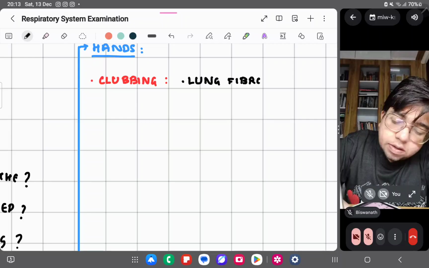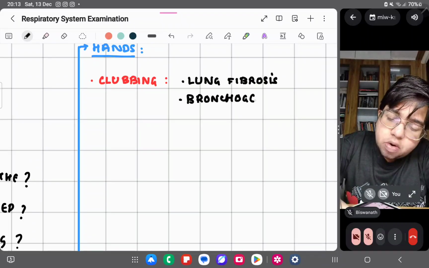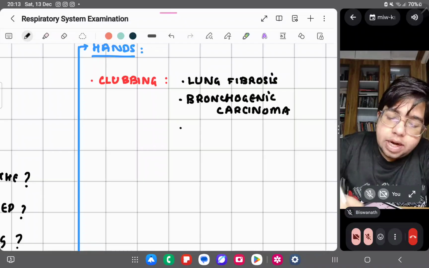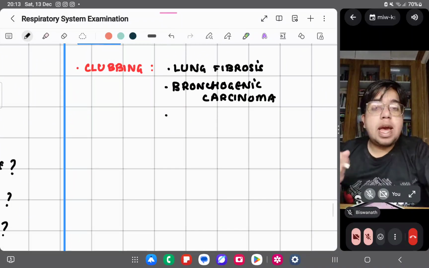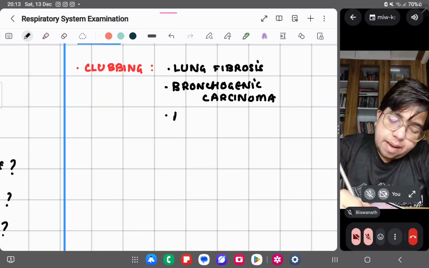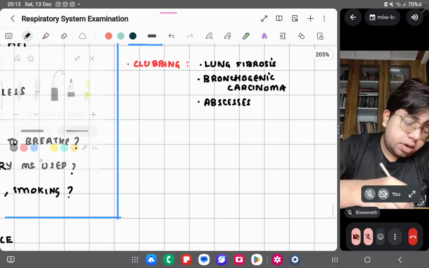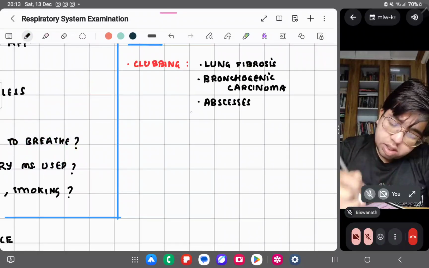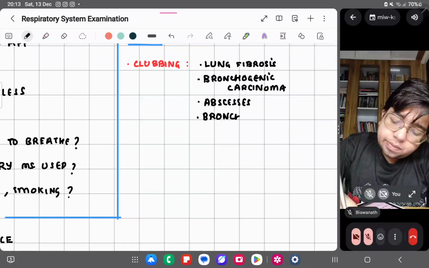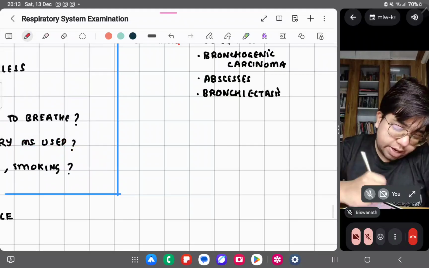It can indicate bronchogenic carcinoma, lung abscesses, abscesses of the lungs, or bronchiectasis even. You can just write bronchiectasis also. Many disorders are indicated by clubbing.